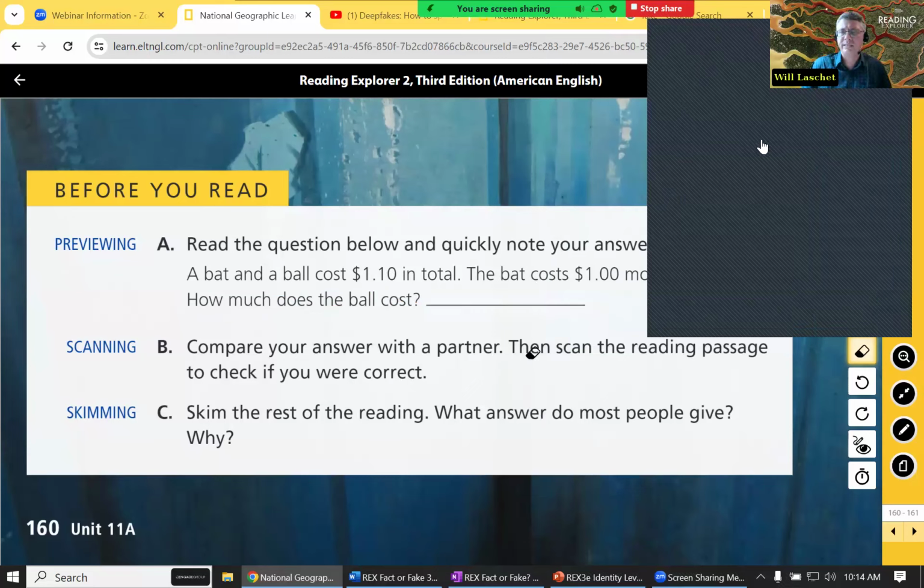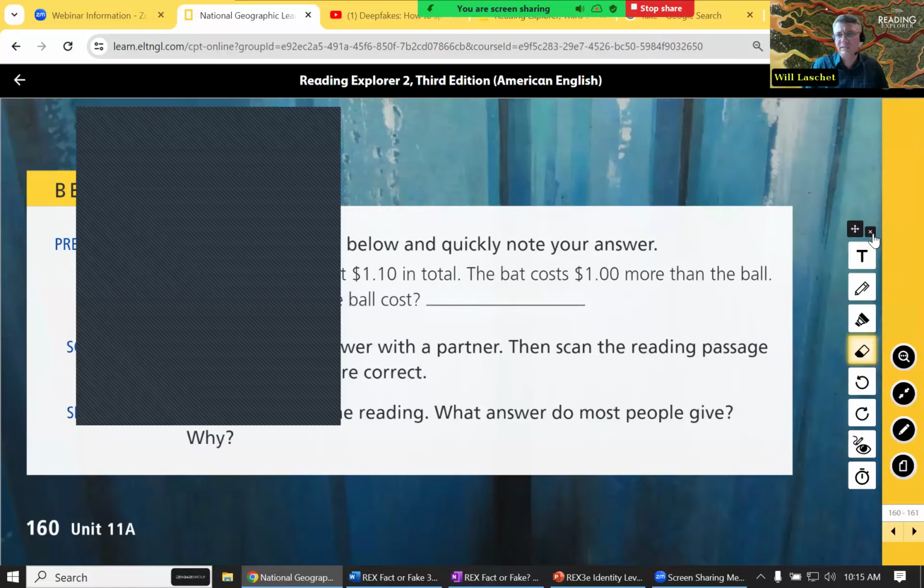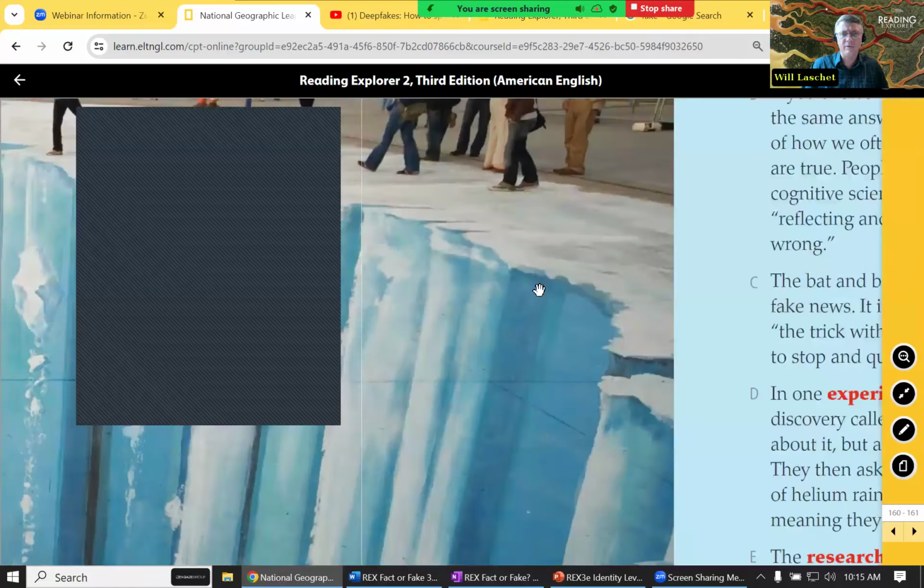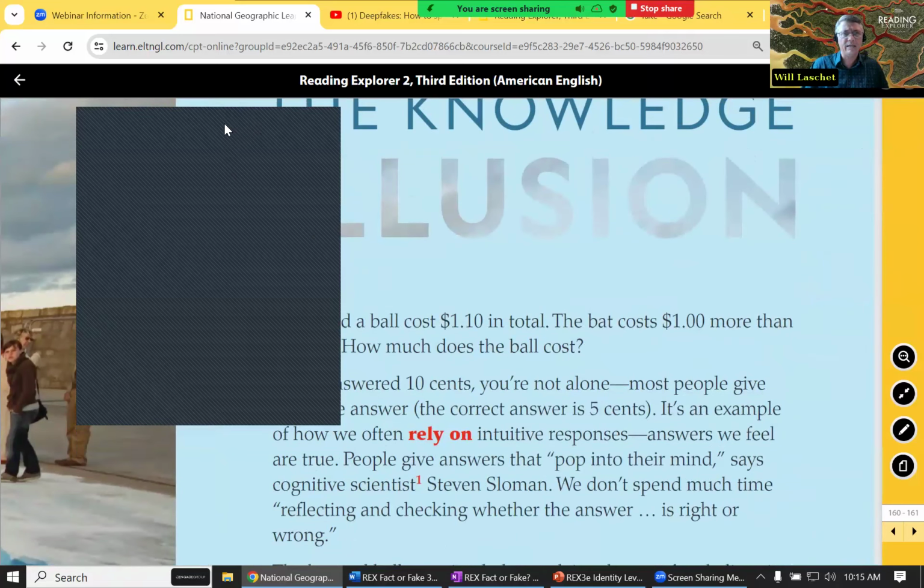Okay, Maria says 10, Jim says 10, Pushpa 10. Clyde says 5, 10, 10, 10. Lots of tens. Tanya says 5. Okay, so most of you are saying 10. There's just a couple of people saying 5. All right. So we've got two different answers, 10 and 5. Most of you are saying 10. Let's go over and we're going to read and listen to the first part of the knowledge illusion.